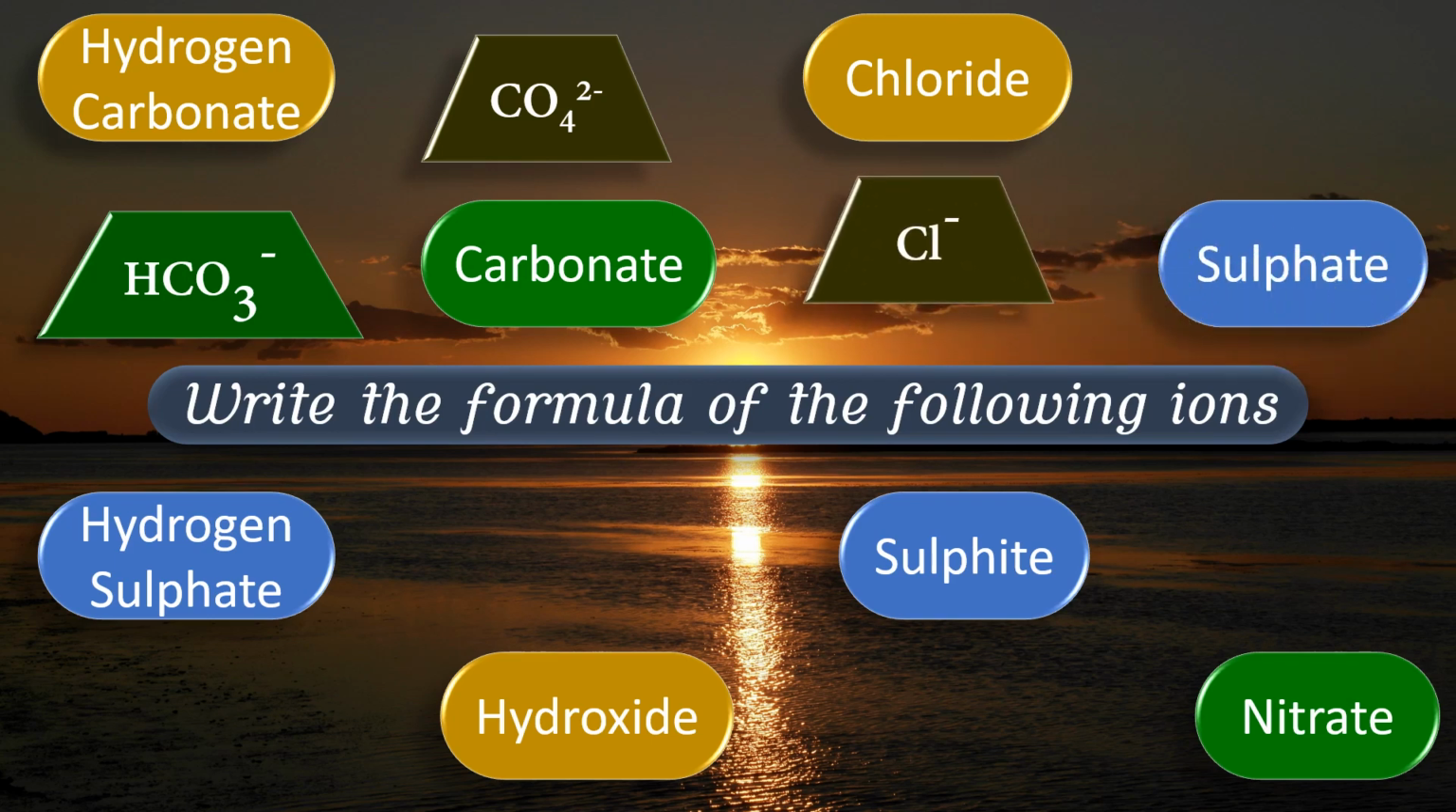The chloride ion is written as Cl minus. That is a chloride ion. We have a sulfate. A sulfate is SO4 2 minus. That is the formula of the sulfate ion.